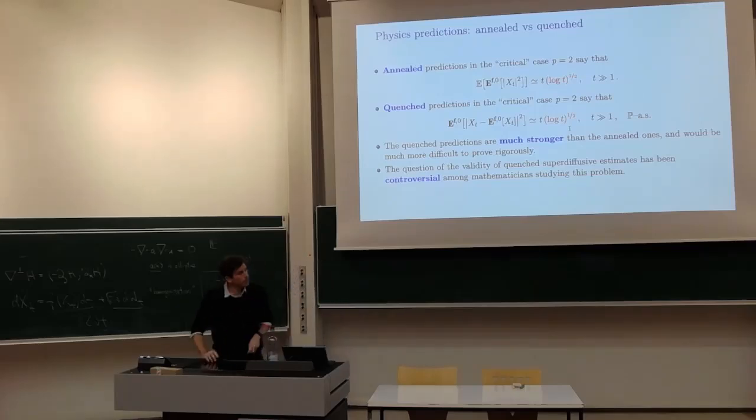So there are two kinds of things that you can try to prove. You can try to prove the double expectation of the particle's position is t squared of log t. Or you can prove that P almost surely, with respect to the vector field, you have the same behavior. Okay, now if you can prove the bottom one, you probably can take the expectation of it and get the top one, and that's indeed the case.